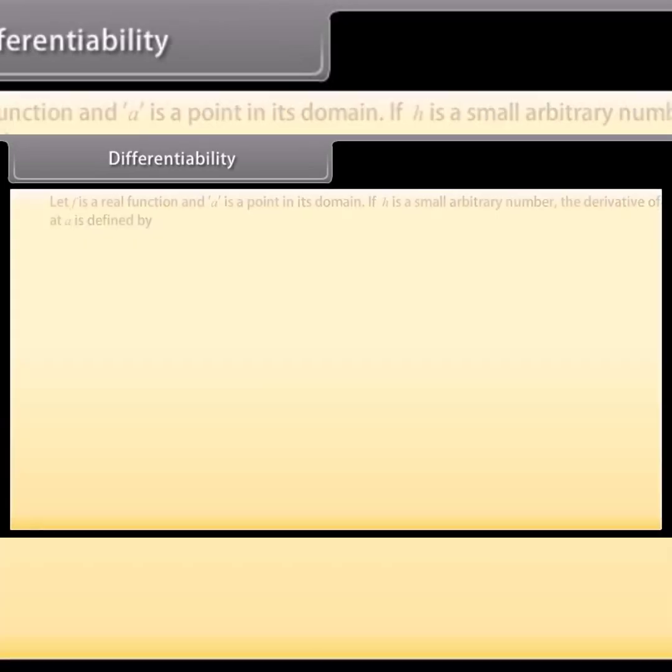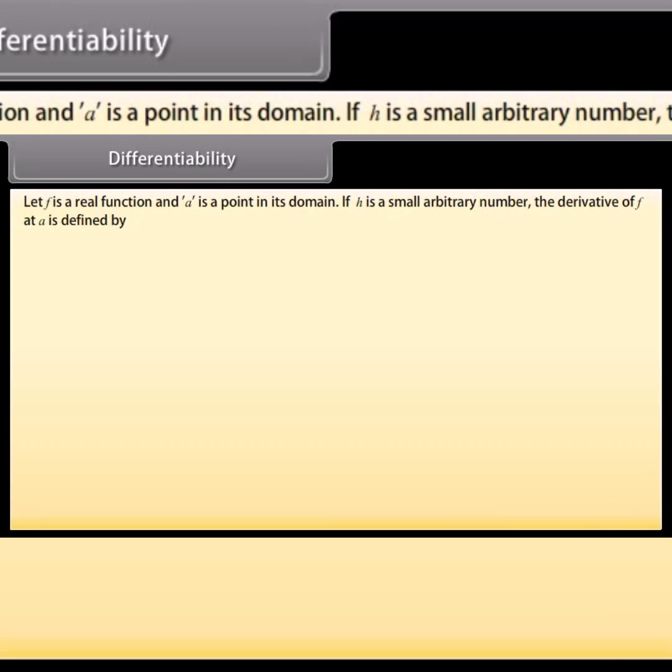Differentiability. Let f be a real function and a be a point in its domain. If h is a small arbitrary number, the derivative of f at a is defined by limit h approaches 0 of f of a plus h minus f of a divided by h, provided this limit exists. The derivative of f at a is denoted by f dash a or d by dx of f of x at x is equal to a.